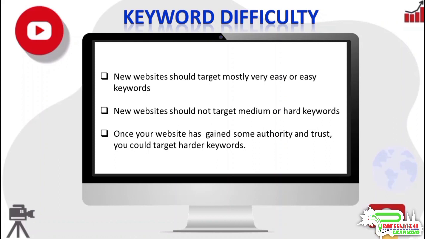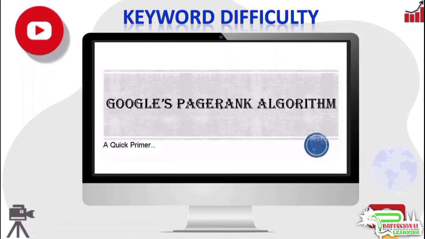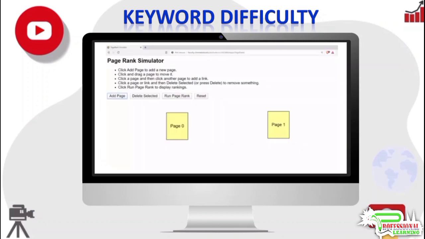PageRank is an algorithm developed by Google's founders Sergey Brin and Larry Page, or one of its successors is now used by Google to determine the importance of any web page on the internet. In its simplest form, every web page on the internet is assigned a certain weight.